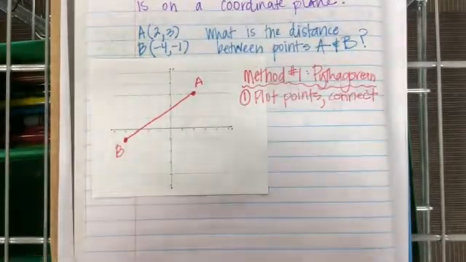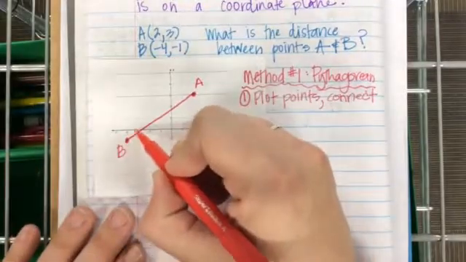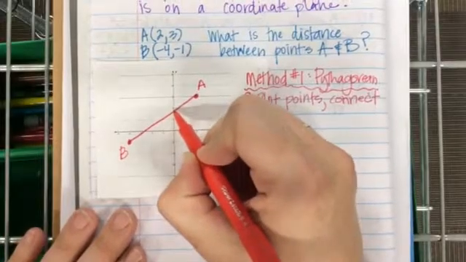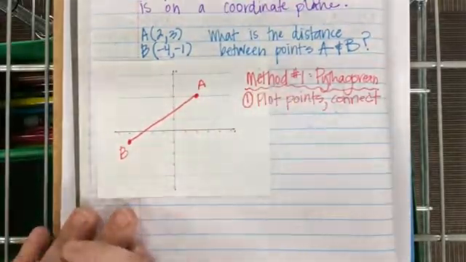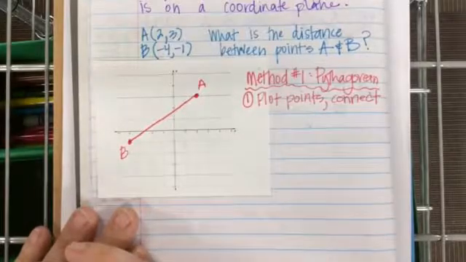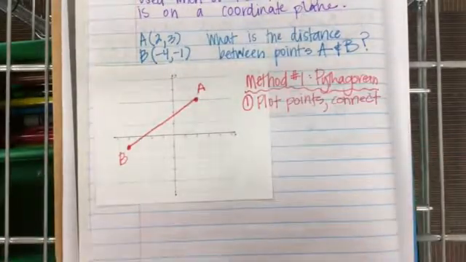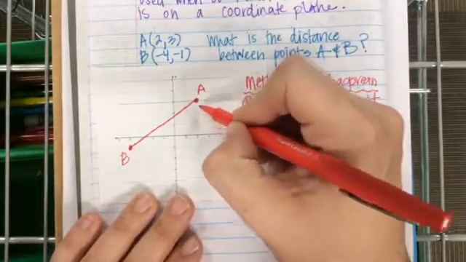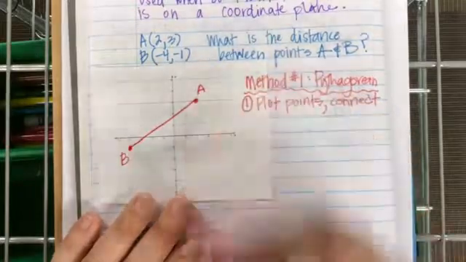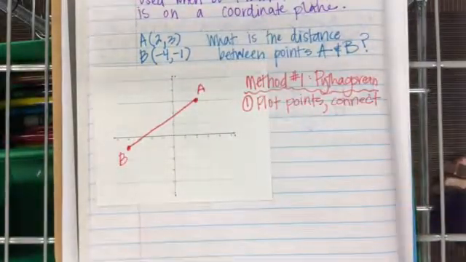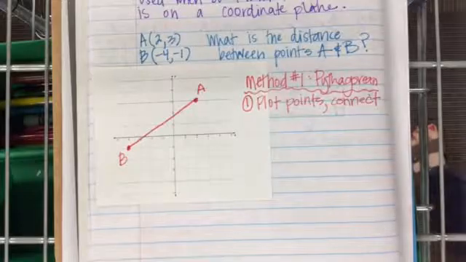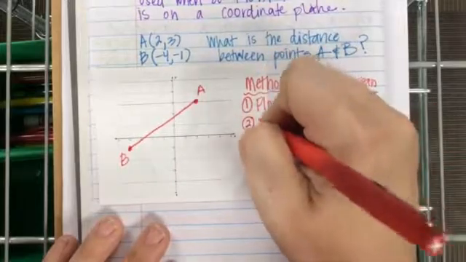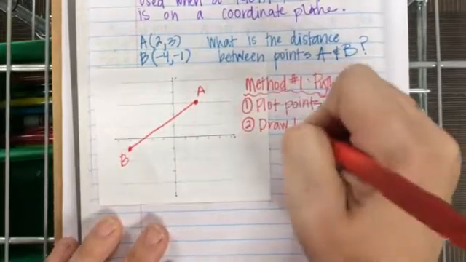But here's my problem. Can I count, like, oh, here's 1, and here's 2, 3, 4, 5, 6? Can I count like that? Because it's diagonal, right? It's not this long, which is 1 long. It's diagonal. So I can't count it. It's going to be a decimal. So after you plot the points and connect, you're going to draw the legs.